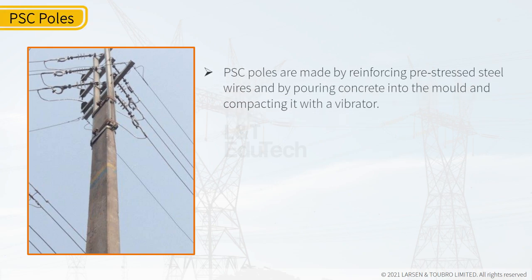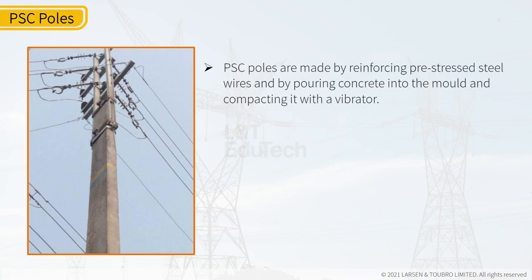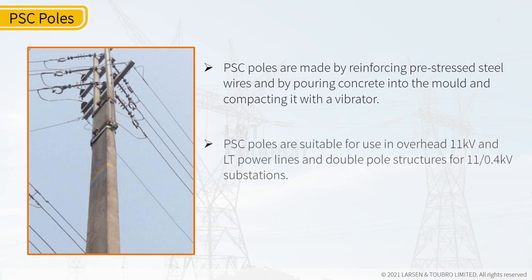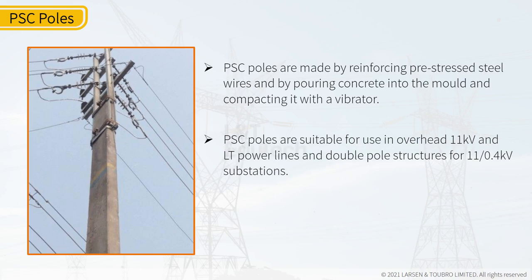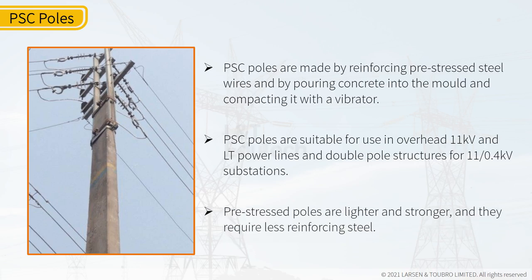PSC poles are made by reinforcing pre-stressed steel wires and by pouring concrete into the mold and compacting it with a vibrator. PSC poles are suitable for use in overhead 11 kV and LT power lines and double pole structures for 11 kV/0.4 kV substations. Pre-stressed poles are lighter and stronger and they require less reinforcing steel.